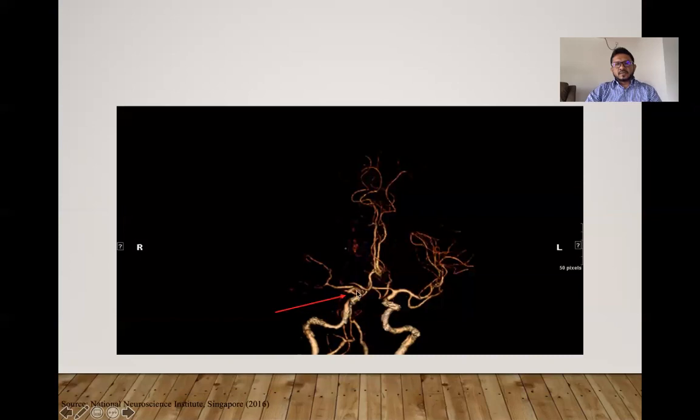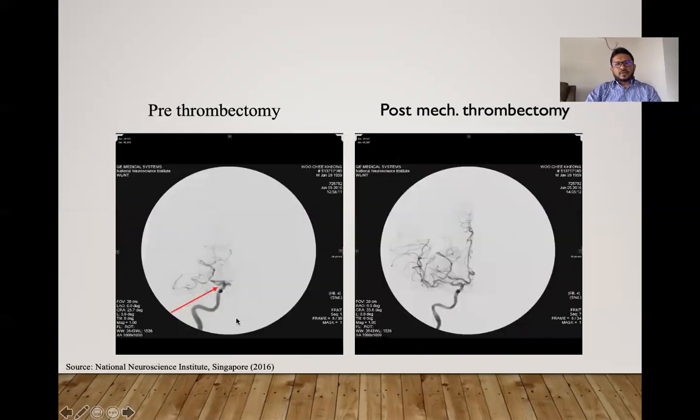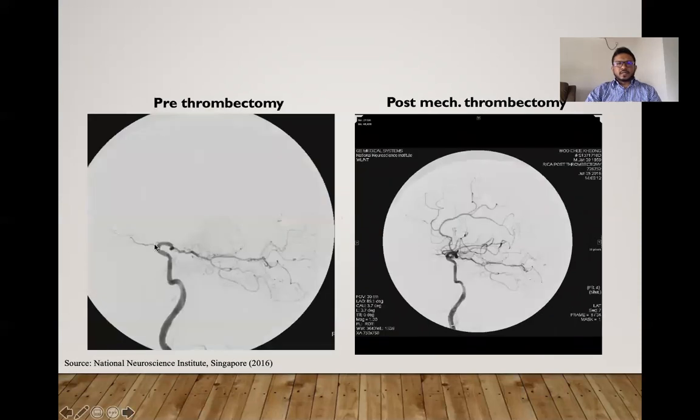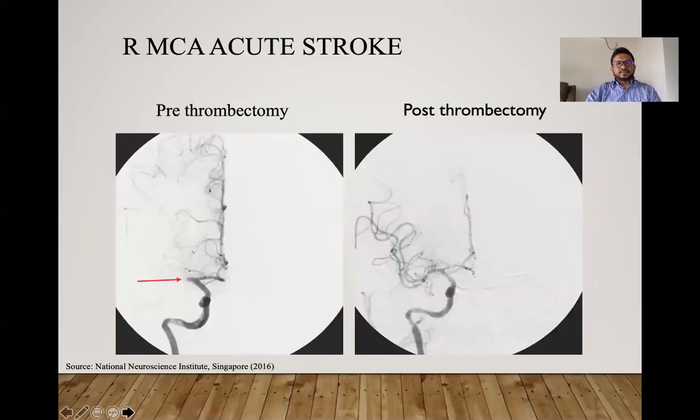So this is one of the cases that you can see. There's a right MCA block, a complete knockoff, you do a DSA, you can still see that. And then you can see that once you do the thrombectomy, there's resolution of the thrombus, and opacification of the M1 and M2 branches on the right side. Again, another case, you can see that pre-thrombectomy, there's complete obstruction of the M1 and A1. And once you do that, there is complete resolution, with vascularity back into the brain. Another case, M1 occlusion, post-thrombectomy, very good, TICI 3 recanalization.